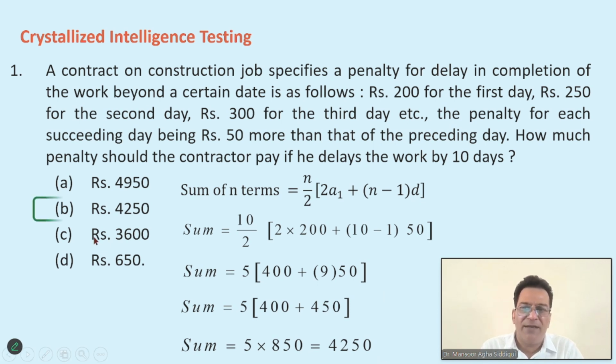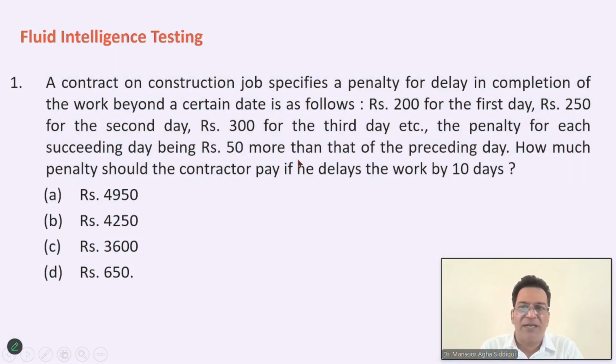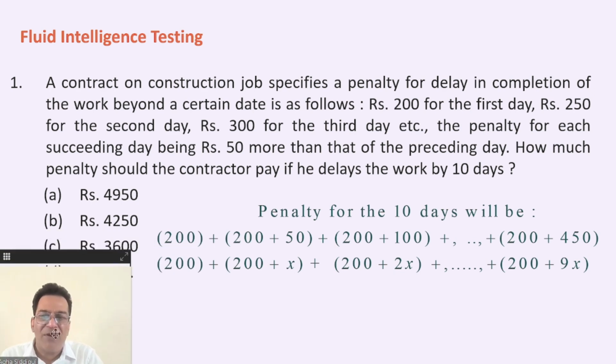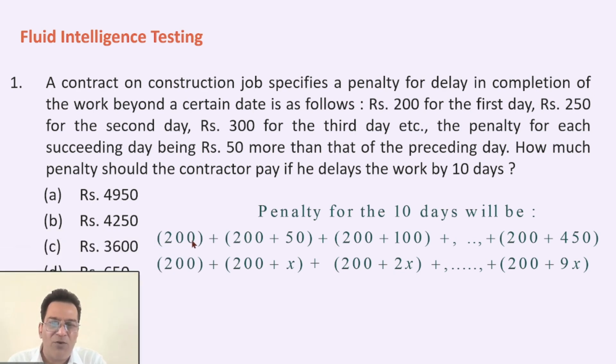And you end up getting 4250 as the answer. But the same question can be done by another method also, by the fluid intelligence method. So if there is somebody who has fluid intelligence inside them and they do not know the formula, then they would know that on day number 1, they have to pay 200 rupees. Next day, they have to pay 200 plus 50. Third day, they will have to pay 200 plus 200.